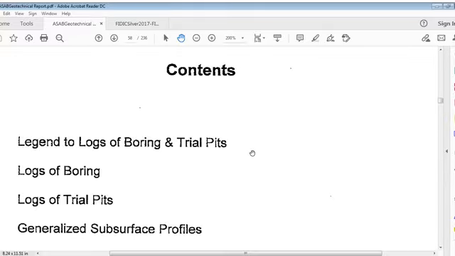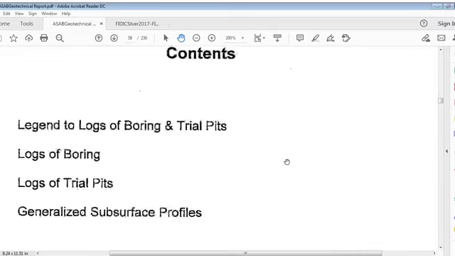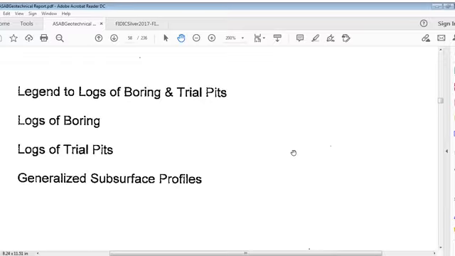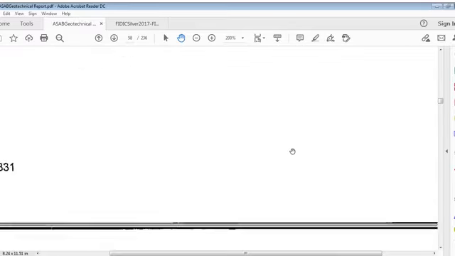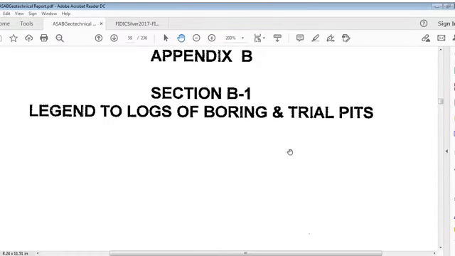Logs of borehole and trial pit, Appendix B, log of boring and trial pit. In this there are 4 sections: legend to logs of boring and trial pit, then logs of boring, logs of trial pit, and generalized subsurface profiles. Legend to logs of boring and trial pit.